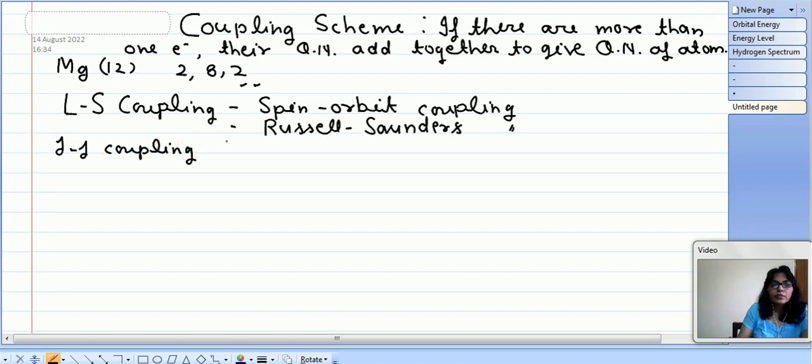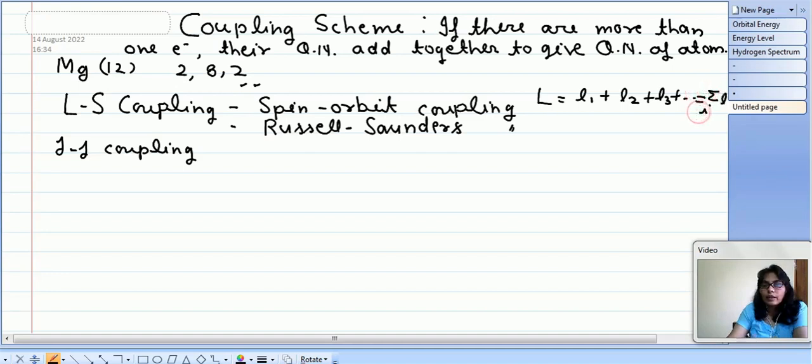In LS coupling, if there is more than one electron, then first we calculate the total L, which is L1 plus L2 plus L3 and so on, that is, the summation over i of Li. Then we calculate the total S, which is S1 plus S2 and so on, the summation over i of Si. So first we calculate capital L, then capital S, and then capital J, which is equal to L plus minus S. So this is the LS coupling.